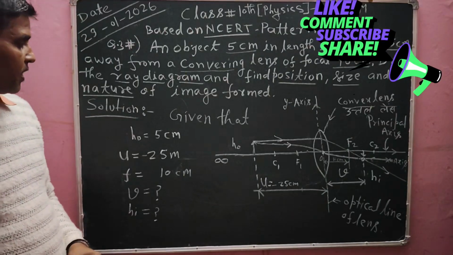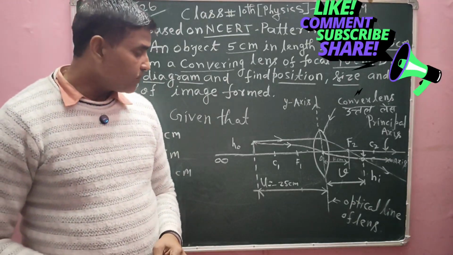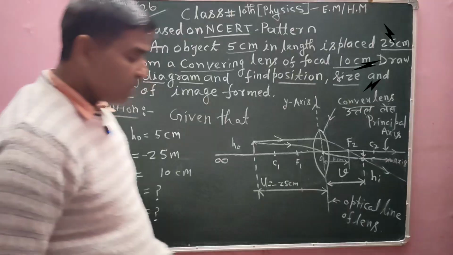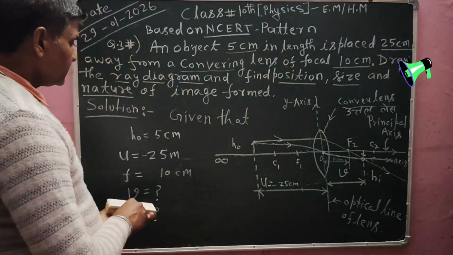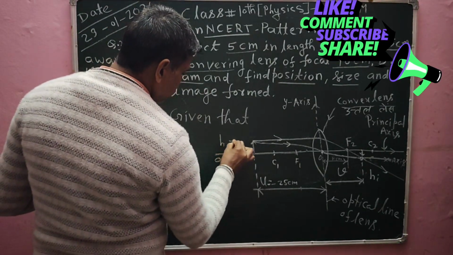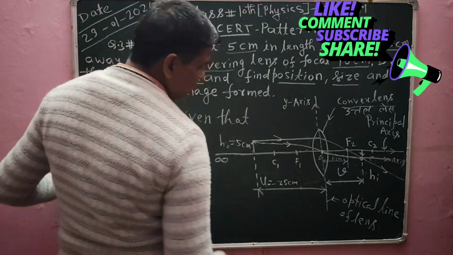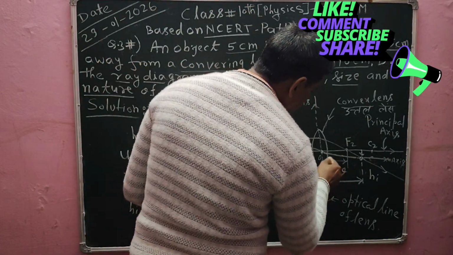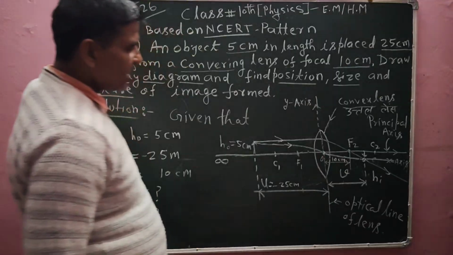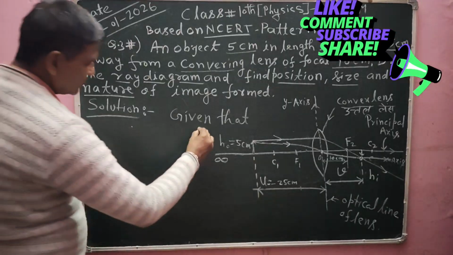Okay student, now I am going to use the lens formula to evaluate the image distance from the optical center of the convex lens. Okay, you concentrate here. Now I am going to erase the data which I have already written in the diagram, that is HO which is equal to 5 centimeter, and the value of u I have represented here, and this is the focal length, that is 10 centimeter. So all data I have written in the diagram. Now I am going to evaluate its value.